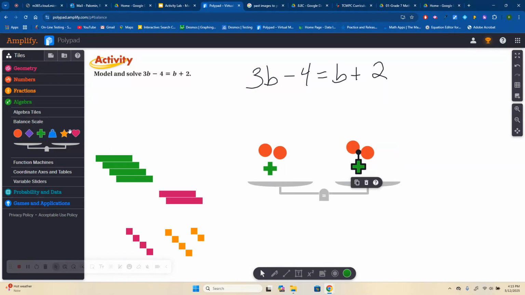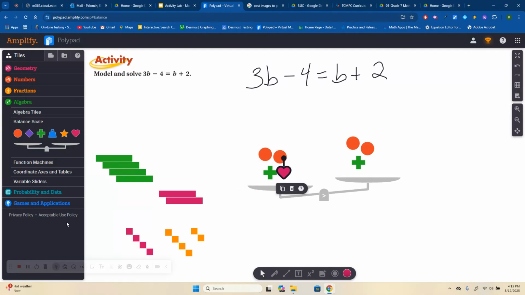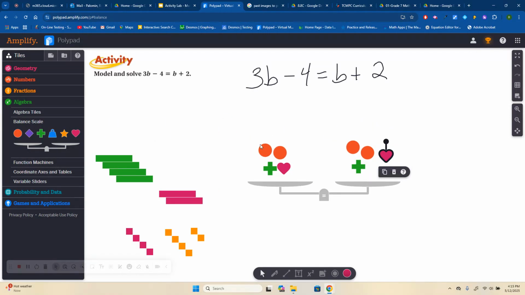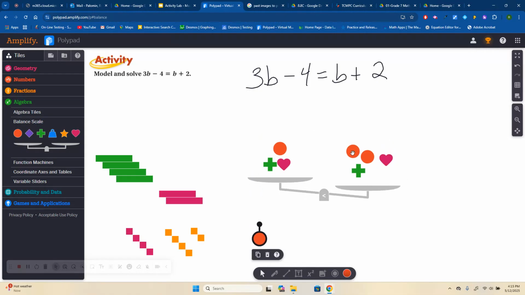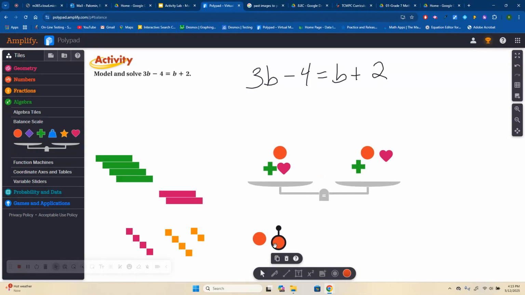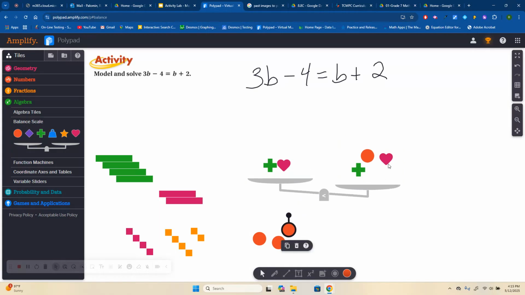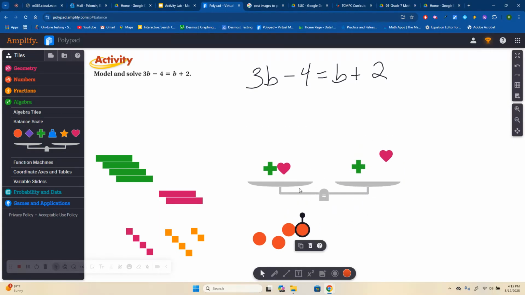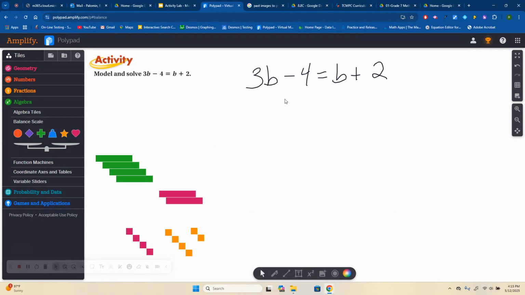Things that we need to be aware of here: if I add a heart to this side, I need to add the same heart to this side to keep things balanced out. If I remove something, I'd better remove the same thing on the other side. So if I remove the four circles, two and two, they stay balanced, same weight. And that's what we're going to be doing with this here.